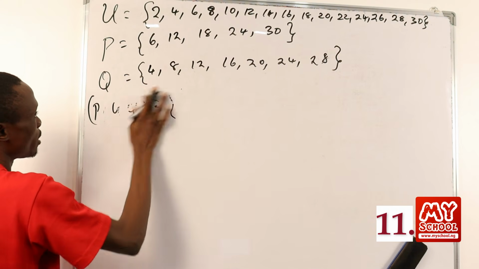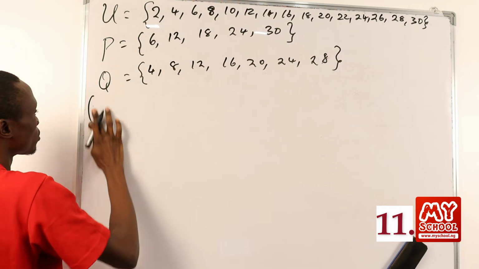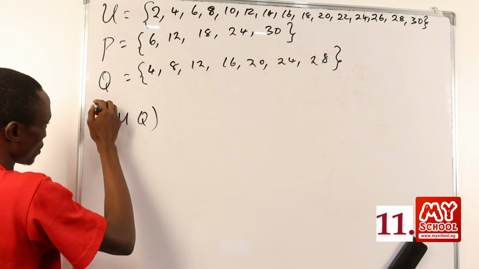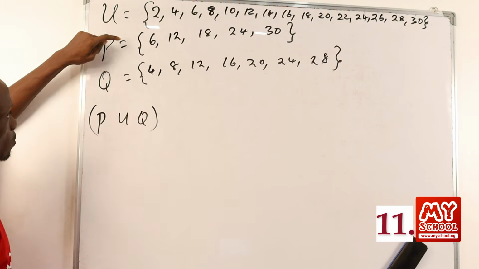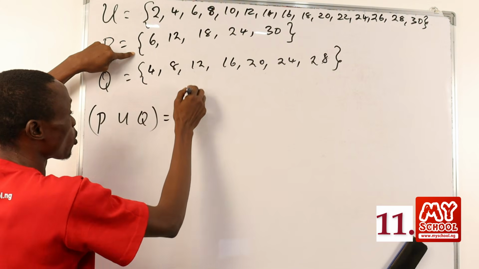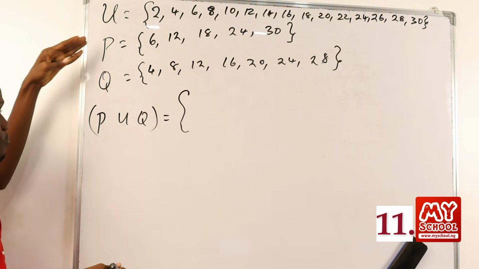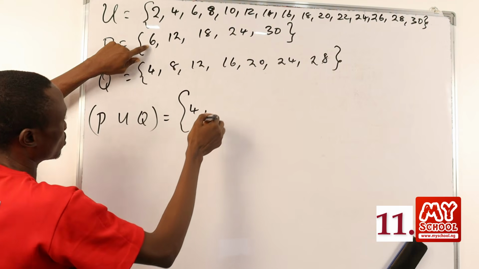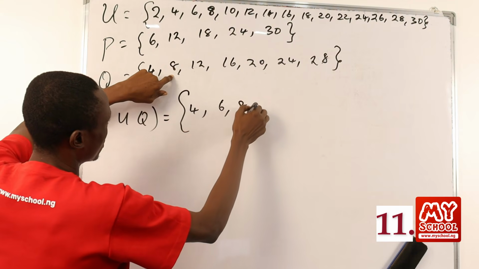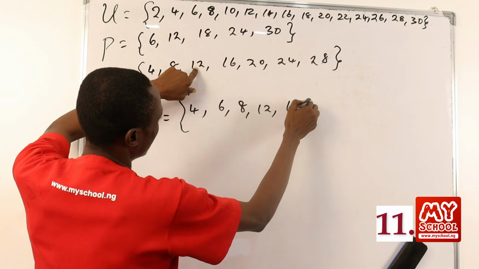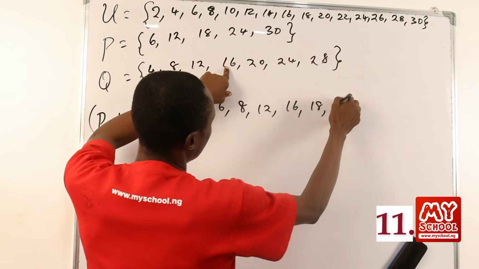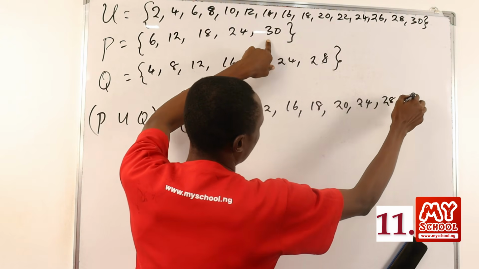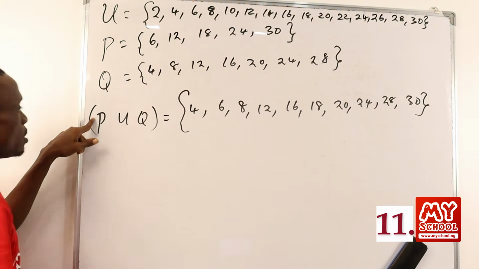Since we are looking for P union Q complement, first of all, let's look for P union Q first. That is all the elements that are in P and also in Q, without repetition. So for Q we have 4, we also have 6, we have 8, 12, 16, 18, 20, 24, and 28, then we also have 30. So this is P union Q.